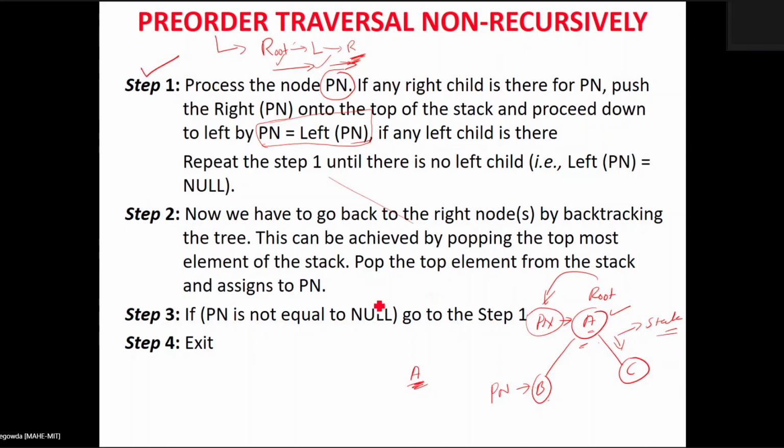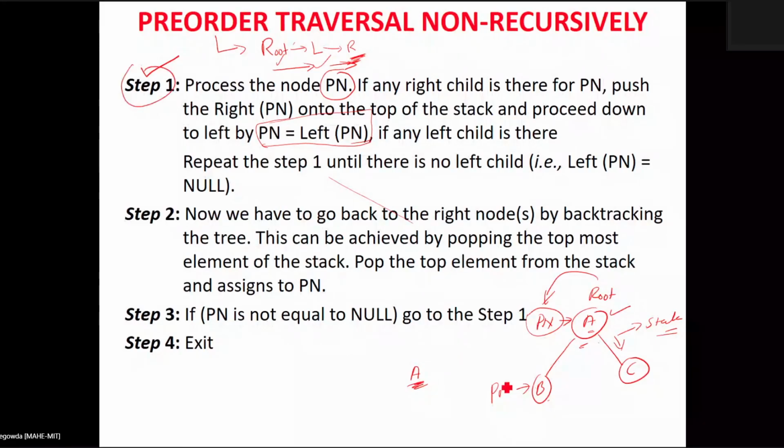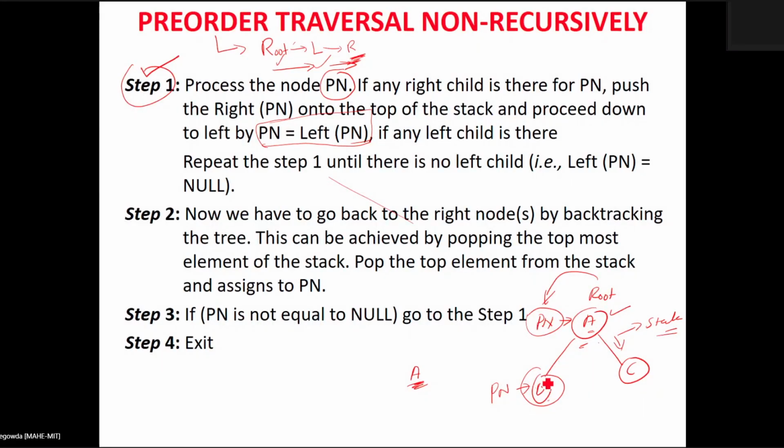Then you have to repeat this step. Step 1 has to be repeated starting from B onwards until there is no left child at all. Your tree may grow like this, and it can take any number of levels. You have to do these operations as long as the Pn value is not equal to null.